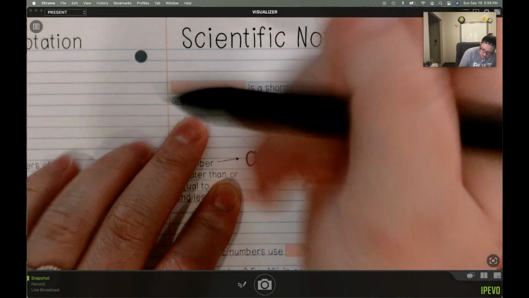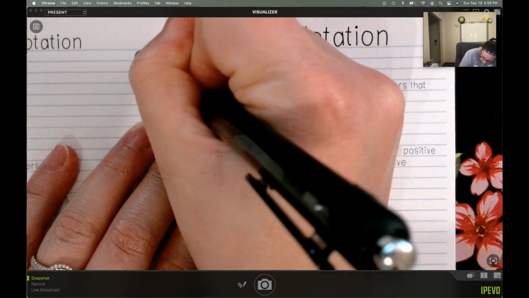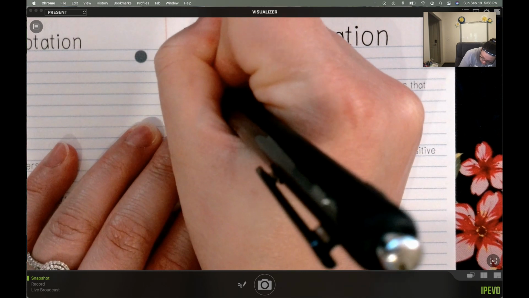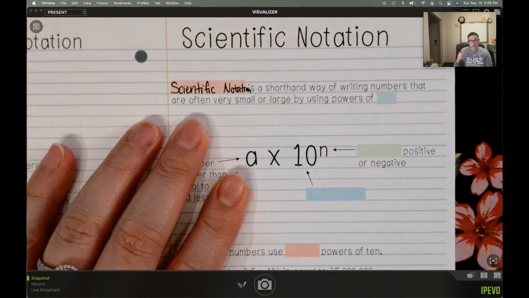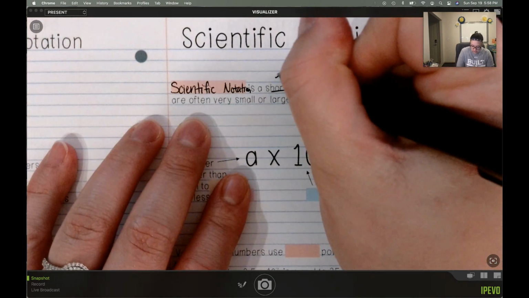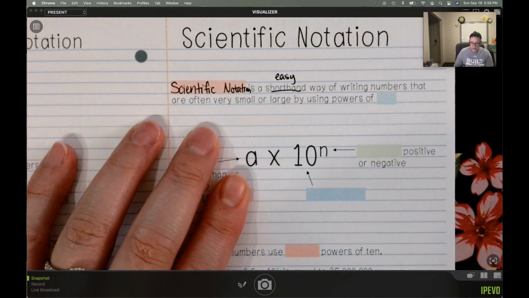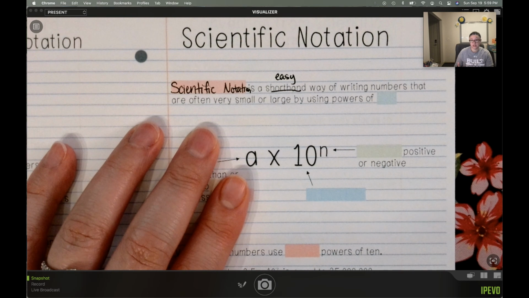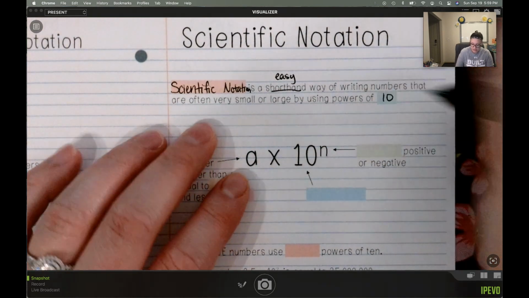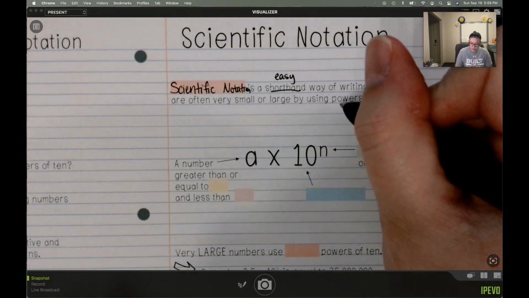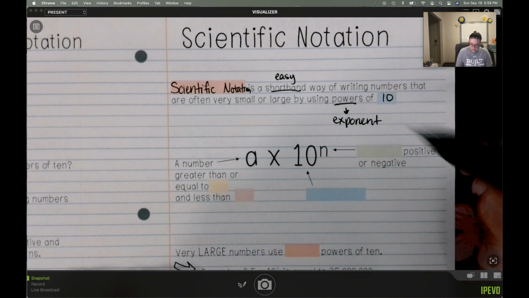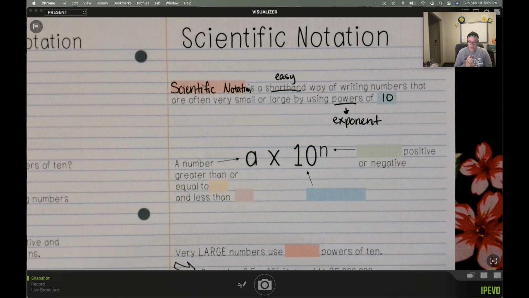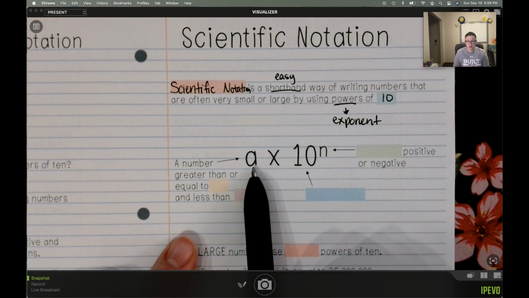So, scientific notation is a shorthand, or an easy way, shorthand means easy, of writing numbers that are often very small or very large by using powers of 10. Powers of 10, remember, power means exponent. So the way that we see scientific notation is some number A.